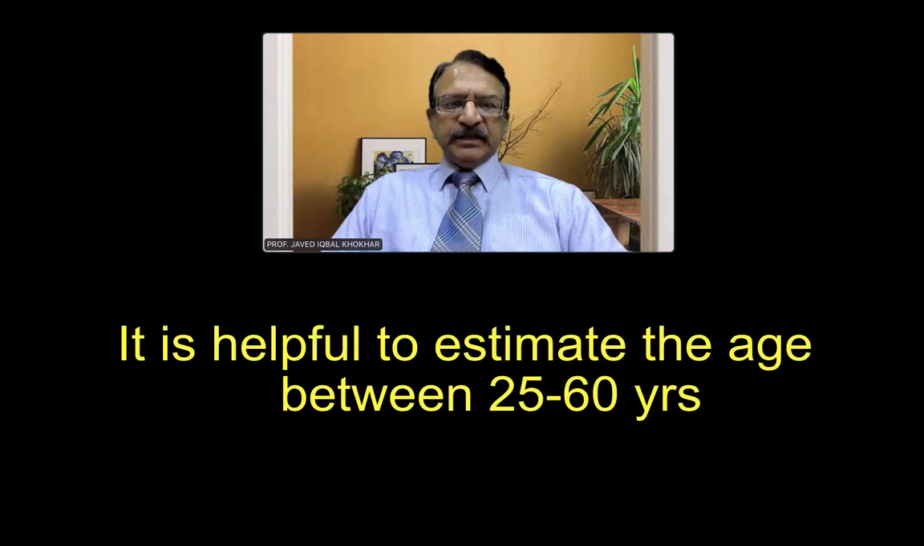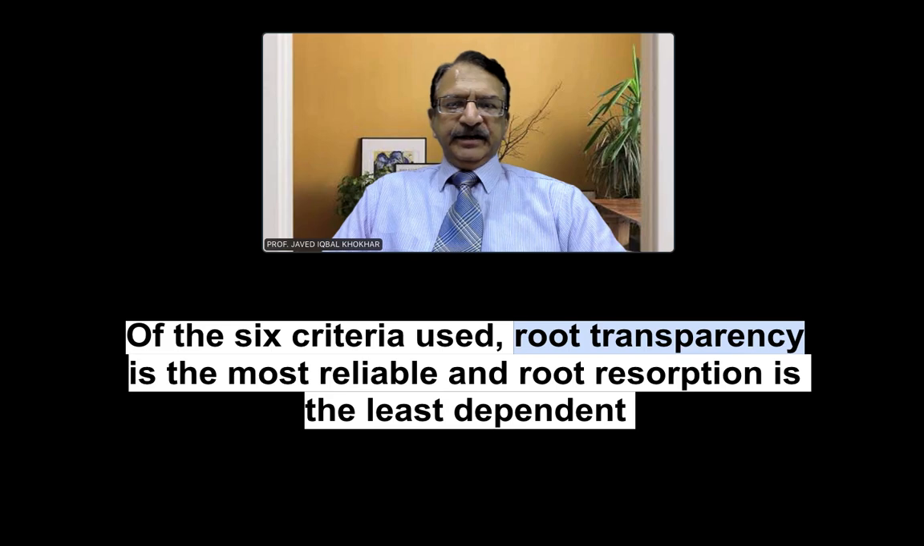It helps to estimate the age between the 25th year and the 60th year. And of the 6 criteria which we use, root transparency is the most reliable one. So the criterion of root transparency is the most reliable, and root resorption is the least dependable, that is, the least important. The most important is root transparency.